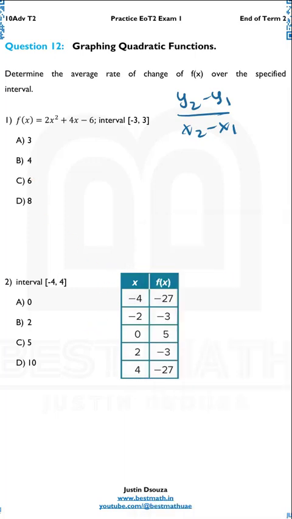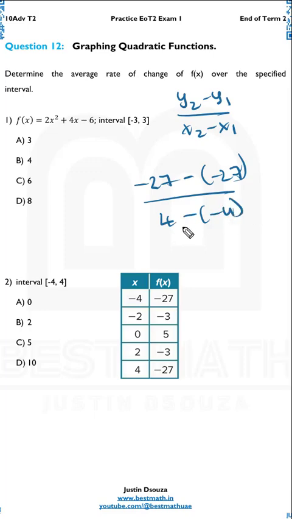But you cannot do that in the table. You have to use the formula. Here it is y2. What is the second? 4 is 20 minus 27, minus y1 is minus, again it's minus 27, divided by 4 minus of minus 4. So it's going to be minus 27 plus 27 divided by 8. It's plus, it's 0. The answer is 0 here. It's option A. That's how we solve it. You have to use the formula when the table is given, whereas when the table is not given and the equation is given, you can directly solve it by the derivative method.